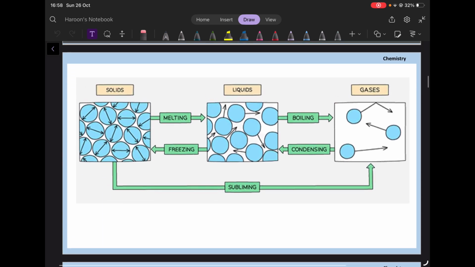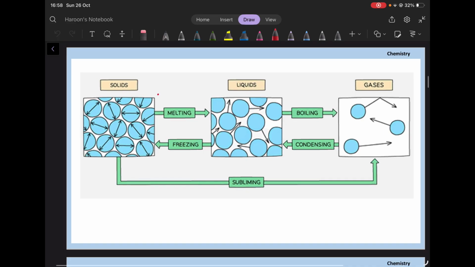Over here you can see we have changes in states of matter. We have a solid state, liquid state, and gaseous state. Whenever we move from solid to a liquid state, that is known as melting. A good example would be taking ice out of a freezer. When you take ice out of a freezer at room temperature, let's say around 20 degrees Celsius, it melts, converting from a solid to a liquid state.